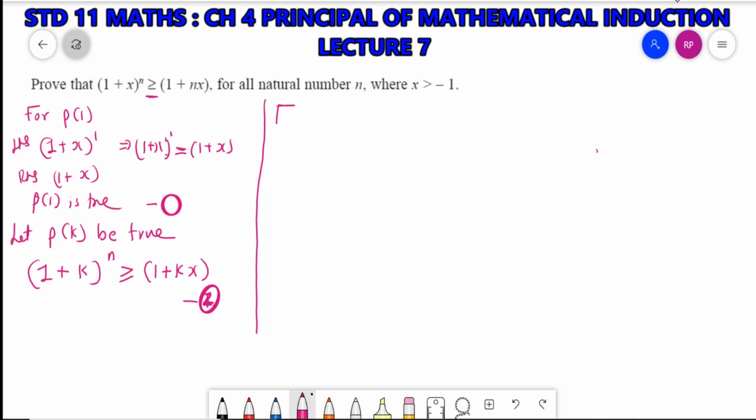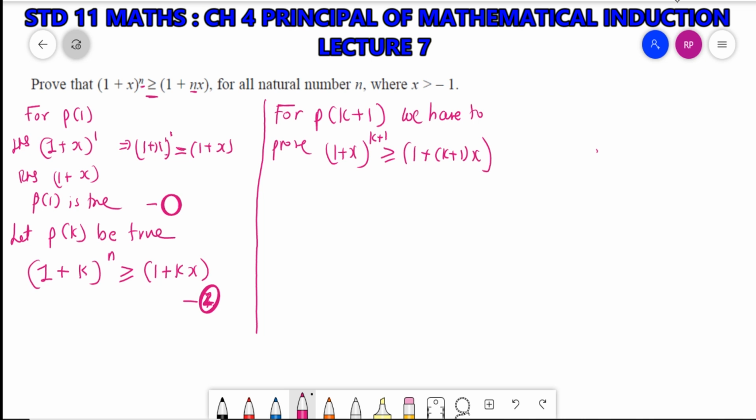So now for P of k plus 1, we have to prove 1 plus x raised to k plus 1 is greater than or equal to 1 plus k plus 1 times x.